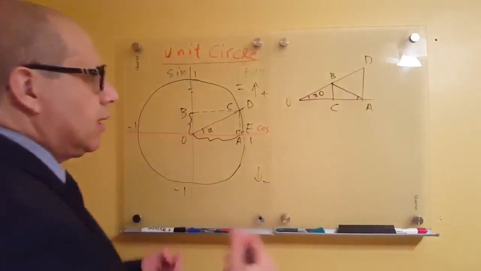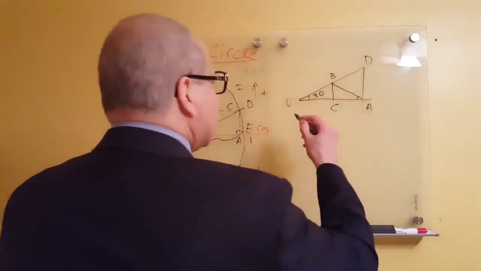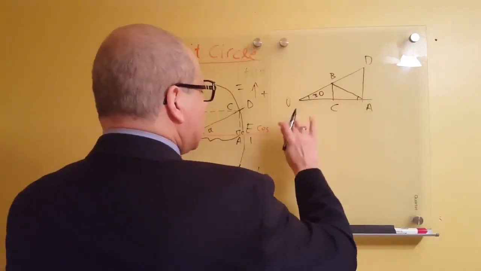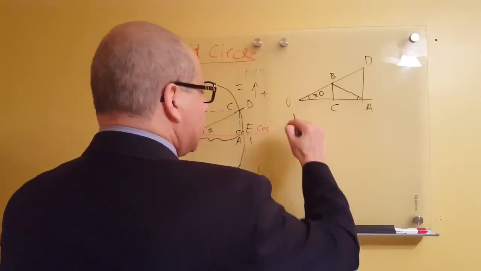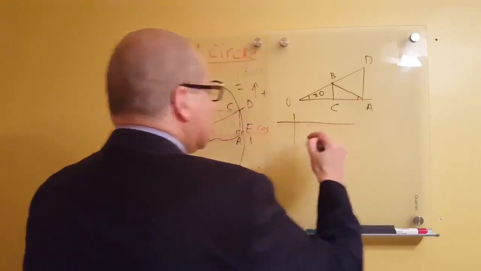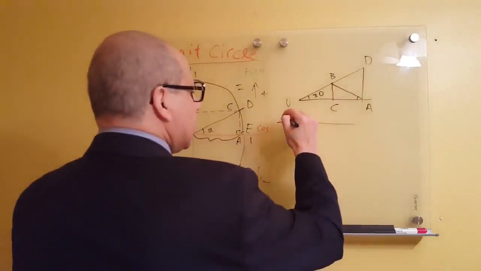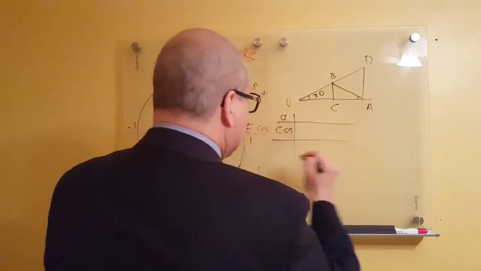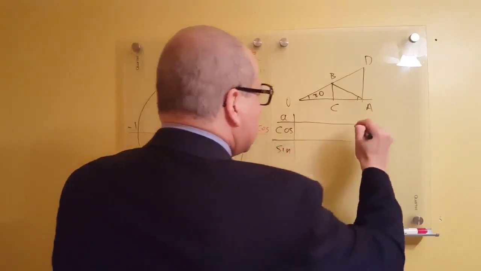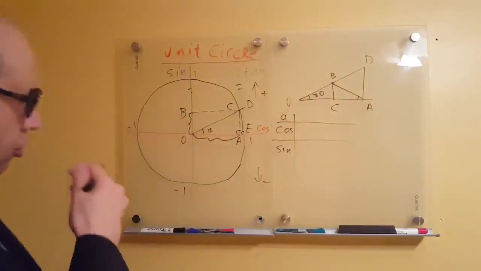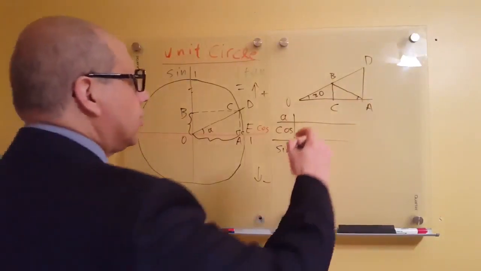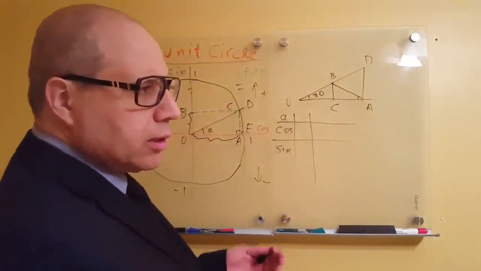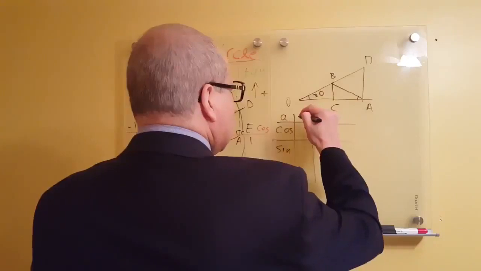So now let's try to find the cosine and sine of the most important angles. If you put them in a table, here is the angle A, here is the cos, and here is the sine. The most important angles we can put in radians or in degrees. Let's put it in degrees.